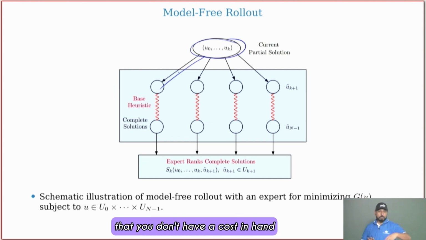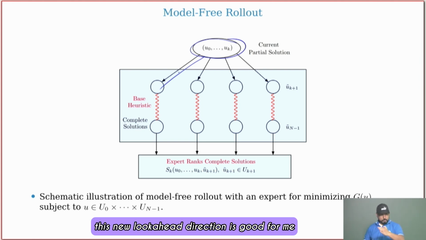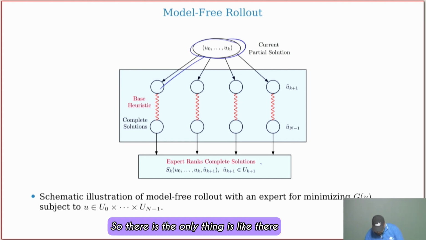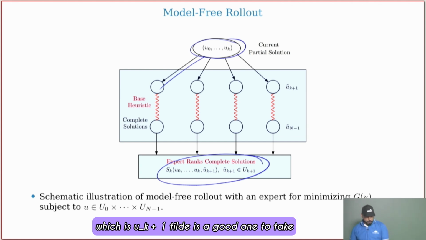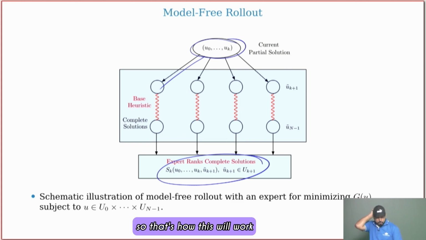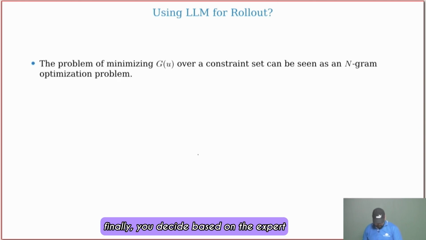The whole point is that you don't have a cost in hand. There is an expert who tells you: you generate with the lookahead, and only when the expert tells you that this is good, it's like the cost estimate. And then you say, okay, this new lookahead direction is good for me. So there is an expert here at the end, according to which you will say that now my lookahead step, which is u_{k+1} tilde, is a good one to take. That's how this will work. All this remains the same, like we said. Finally, you decide based on the expert.